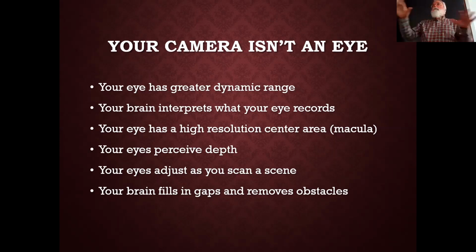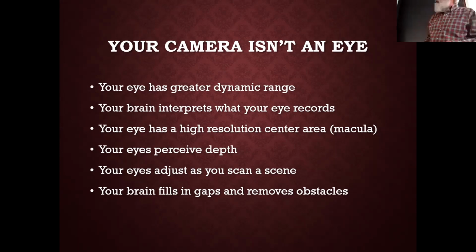If I expose to where I can see your faces, if I expose to where I can see the picture out the window, then your faces are going to be in the dark. So the camera can't see nearly as much range of brightness as your eye can. And it can do either one of those pictures fine, but doing them both in the same picture doesn't work.